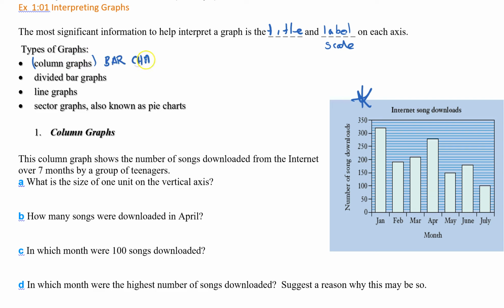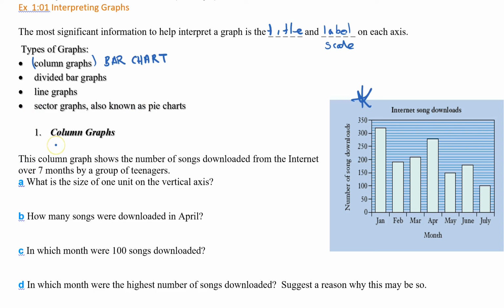We come across it in the next exercise we're going to look at, which is 105, constructing graphs. And there you will see it definitely referred to as a bar chart. Please note in your notes that yes, it is a column graph, but it's going to be referred to in this course as a bar chart. We will also then look at divided bar graphs, line graphs and sector graphs or pie charts.